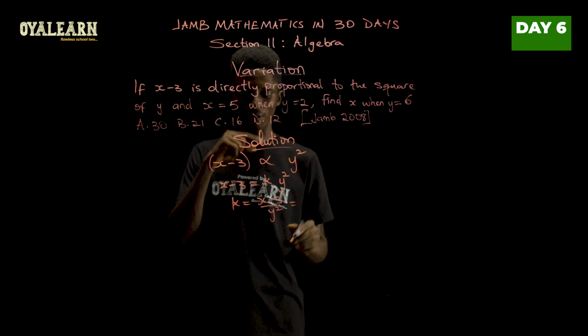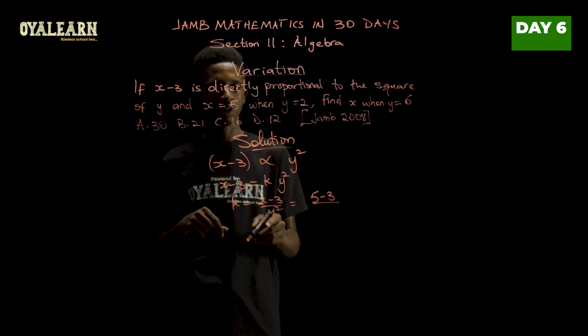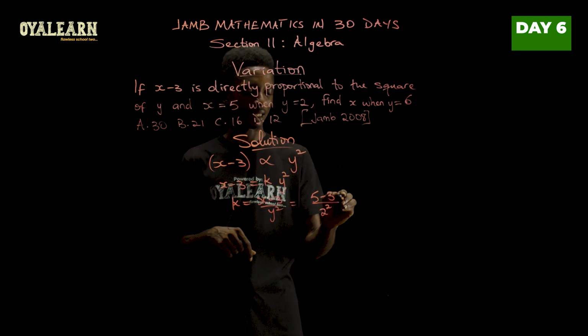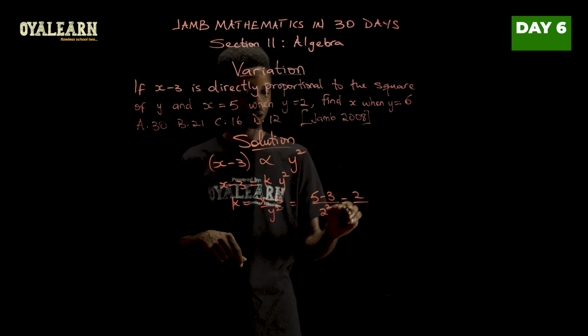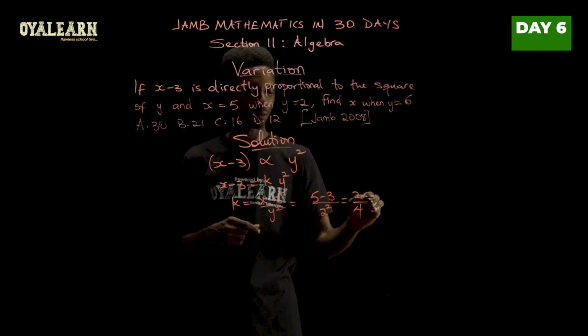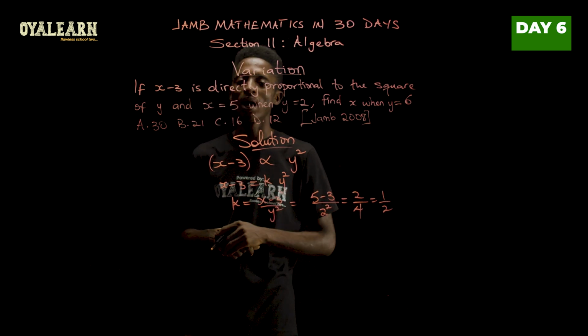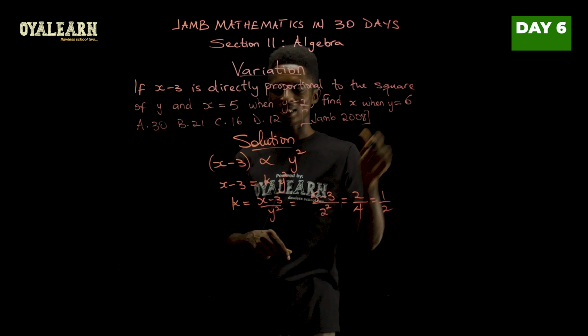That is, x is 5, so we have 5 minus 3 over y squared, and y is 2, so 2 squared. This gives us 5 minus 3, that is 2, over 2 squared, that is 4. If you break this down, you have 1 over 2. So k is 1 over 2. Now let's find x when y is 6.